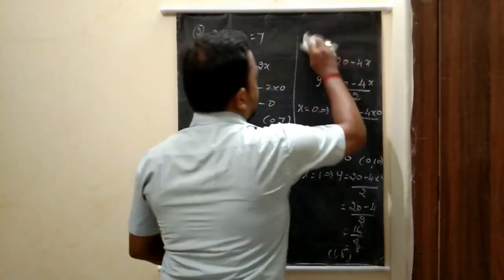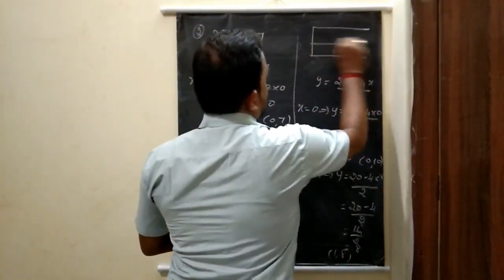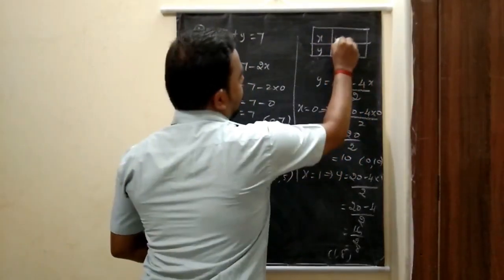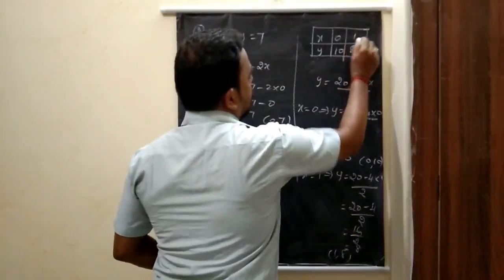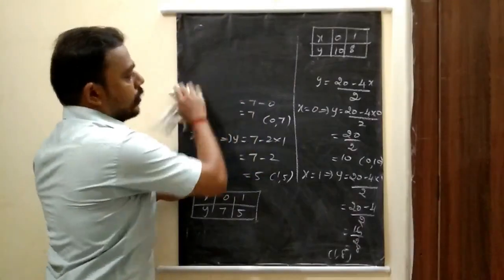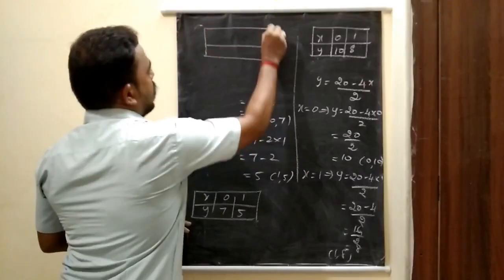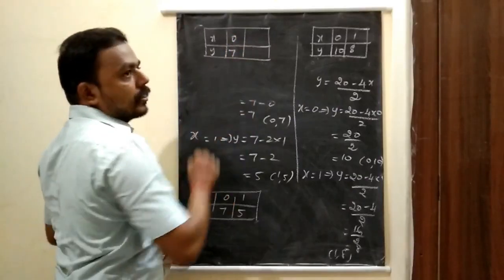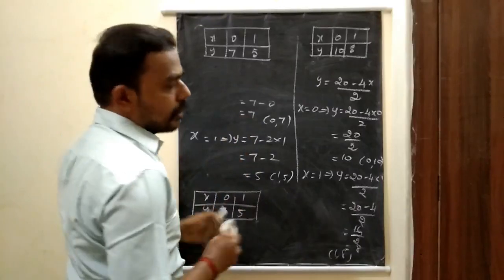So I am going to write the points here. X value, y value. 0, comma 10 and 1, comma 8. Here 0, comma 7. Here 1, 5. Now I am going to draw the situation.